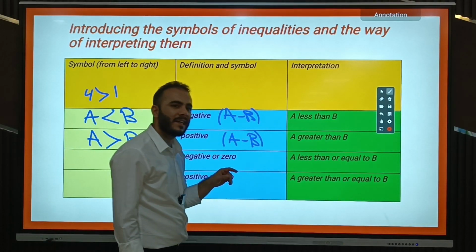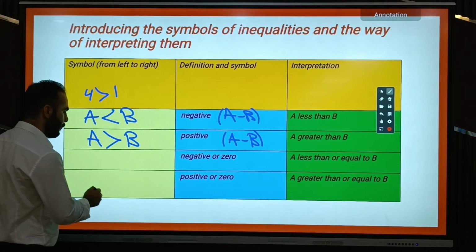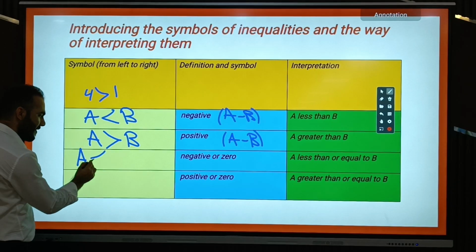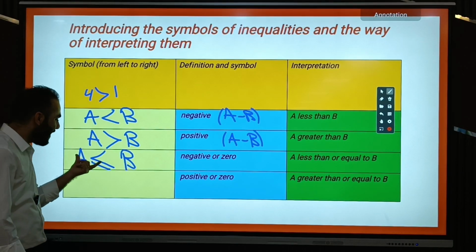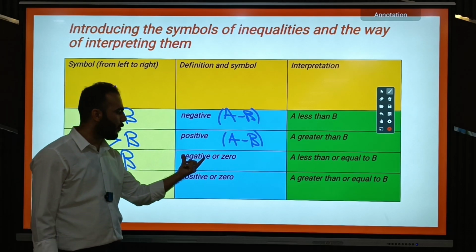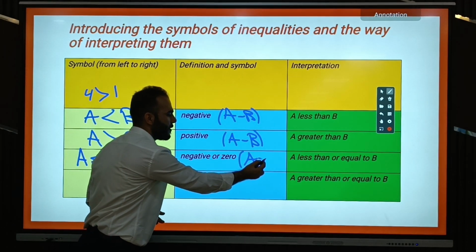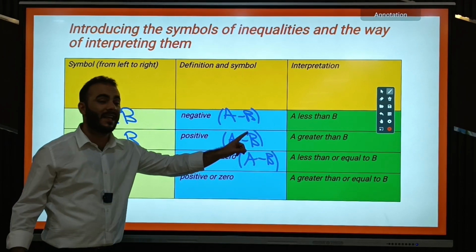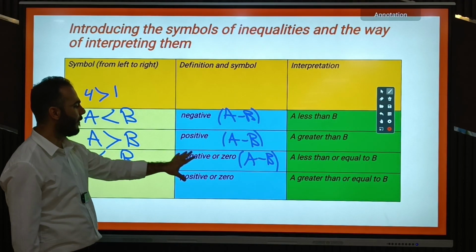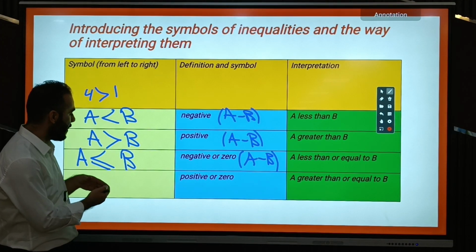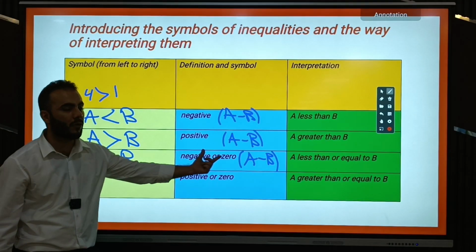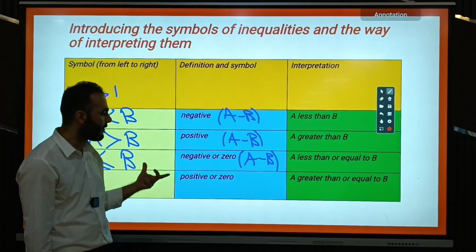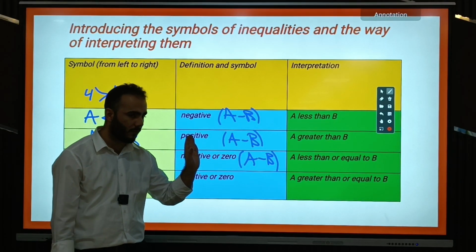What about A less than or equal to B? A less than or equal to B. For the less than part, the result is always negative. A minus B. When A is less than B, the result is always negative. But when, let's come to the equal part, when they are the same, the result would be 0. 7 equals to 7, so 7 minus 7, the result is 0.